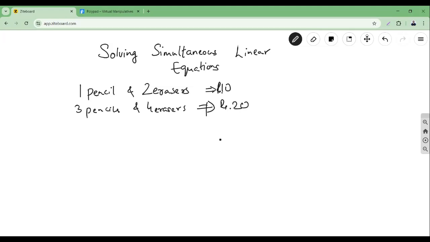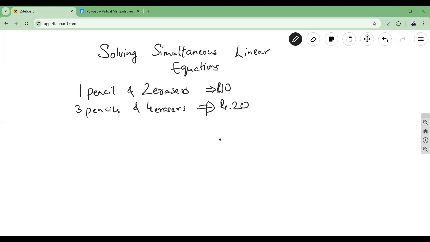For such scenarios, mathematics, especially algebra, is going to help you. In this scenario, let's say we don't know. What are the things we don't know? We don't know two things. We don't know the cost of one pencil, and we don't know the cost of one eraser. These are the two things that you don't know.